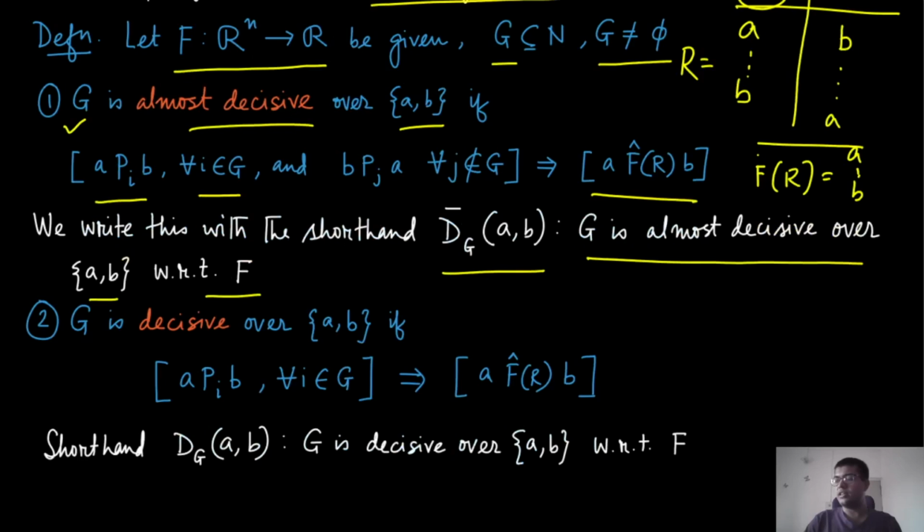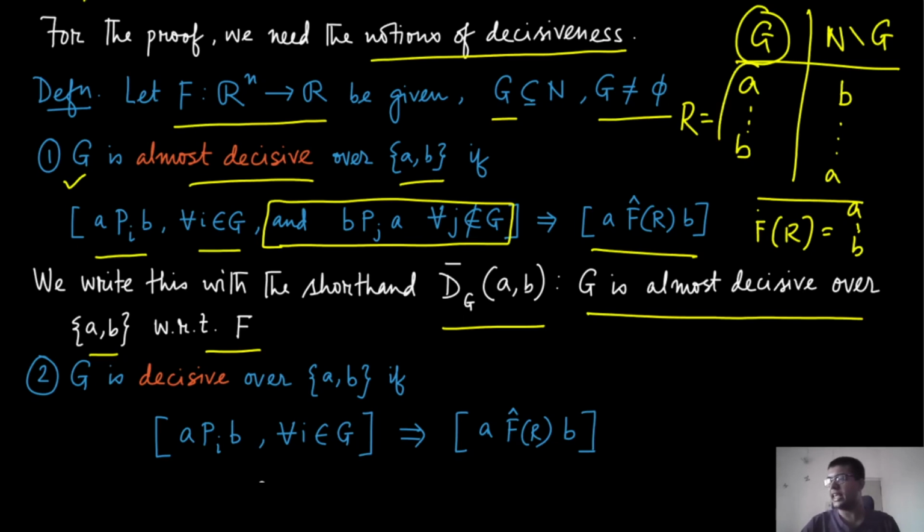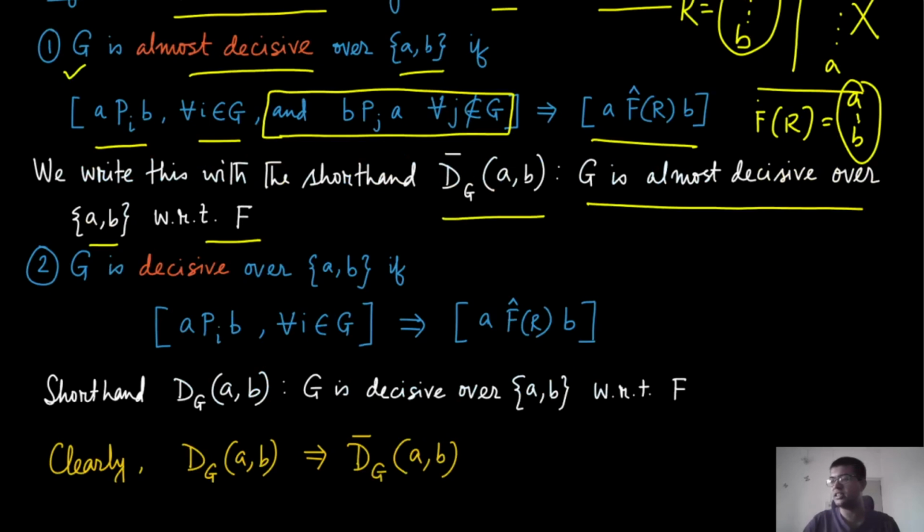Now, what is the definition of decisiveness? It is just taking out this condition. It is saying that as long as G has A strictly above B, the outcome should also have A over B. I don't really care whether B is strictly above A or not for the players who are not in this set G, right? So we will also write the shorthand D G of A comma B to denote that G is decisive over A comma B with respect to F.